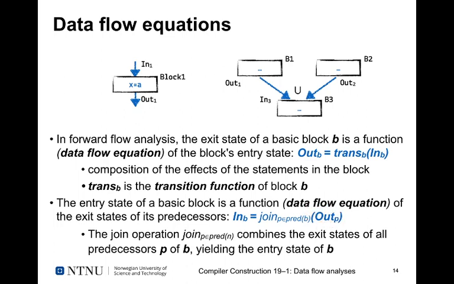Of course, for a single block like this one, this is simple because we only have a single block coming in, so we don't have to join anything. And if we have joint control flow, we have to consider all of these. These combine the exit states of all the predecessors, and this is then the combined entry state for the block B we're currently looking at. So in this case, this would be the block B3.